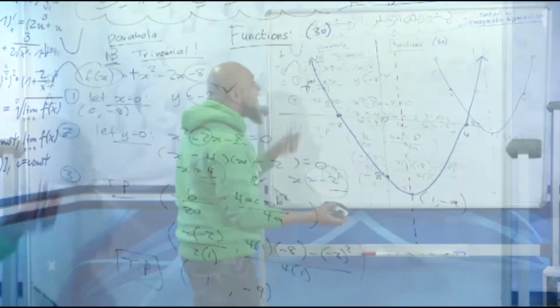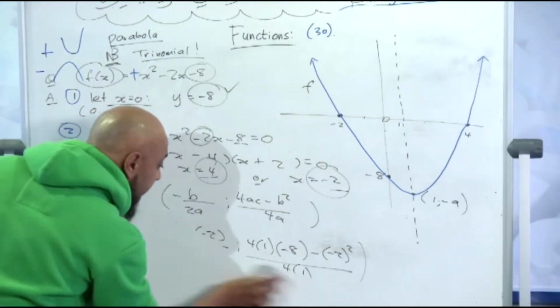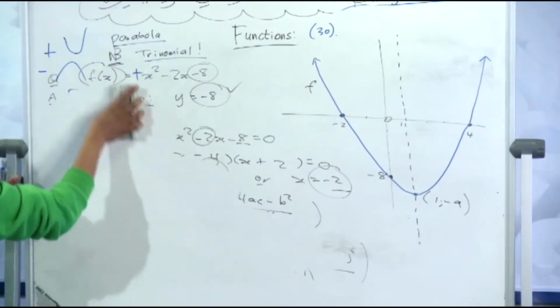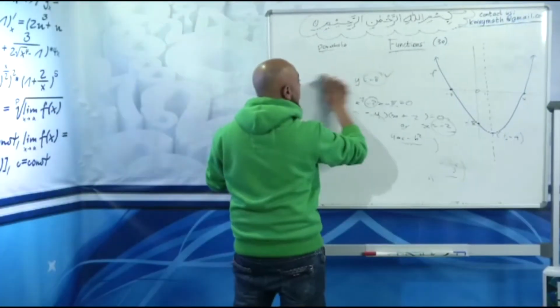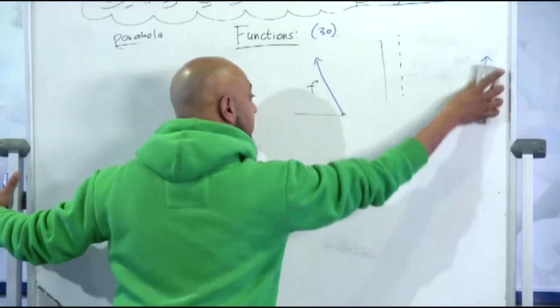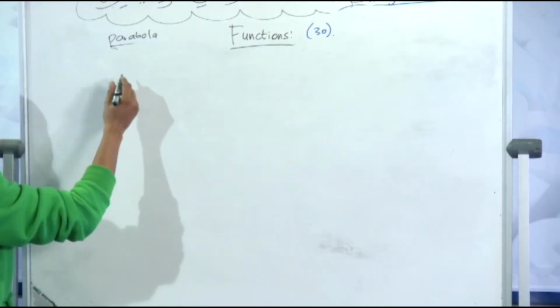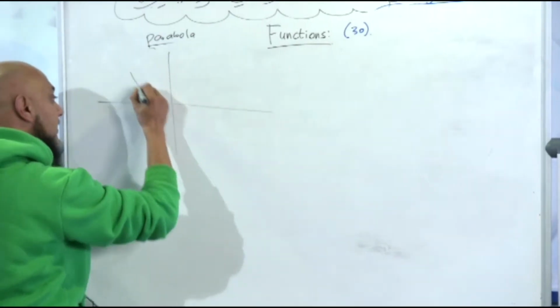Let's now go on to determining the equation. So what happens if the opposite is given? Now they give you the graph and they tell you to find the equation of the graph. Right? They give you the graph. So here goes. There's the graph.